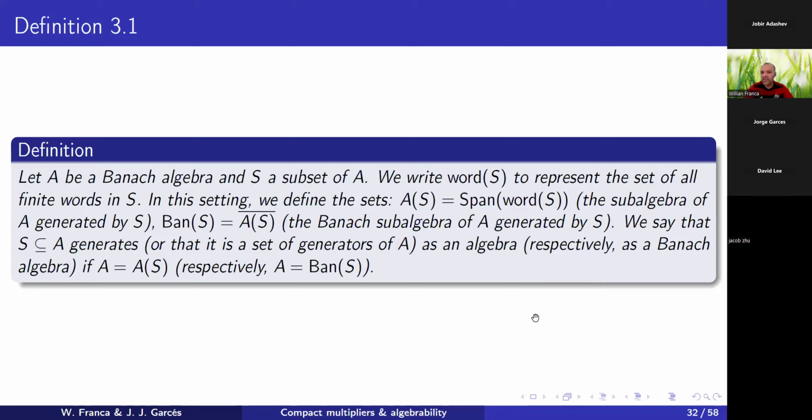And for the C-star algebra definition, I'm going to hold off for a while. I'm going to explain it carefully in the sequence, okay? In this setting, you say that the set S generates A, all right? When it satisfies this equality, A of S is equal to A, all right? The same holds for the Banach algebra: S generates A as a Banach algebra.